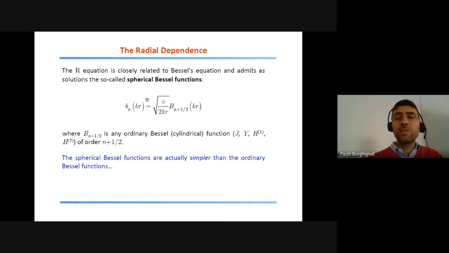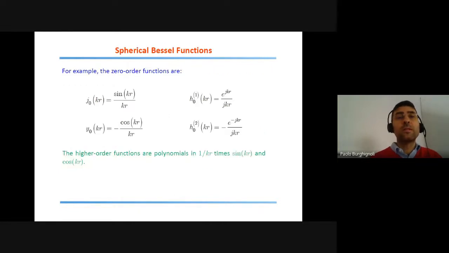Now, in spite of this definition, which seems a bit complicated, actually the spherical Bessel functions are quite simple functions, much simpler than the ordinary Bessel functions. In fact, if you examine the first orders, the spherical Bessel function j of 0 order is nothing but the ratio between a sine function and its argument, kr, whereas the spherical Bessel function y of 0 order is the ratio with a minus sign between the cosine of kr and kr itself.